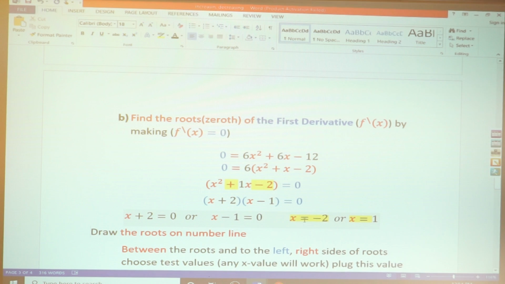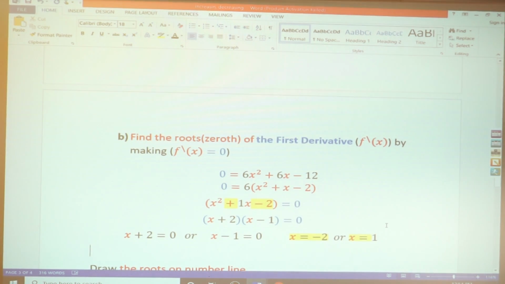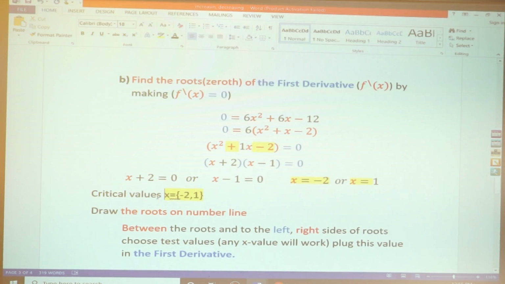I found the 2 roots, which are my critical values. What are my critical values? You have to use this type of set: -2, comma 1. I have 2 critical values, x equals -2 and 1. These are my critical values. We're done with the second step, find the roots.